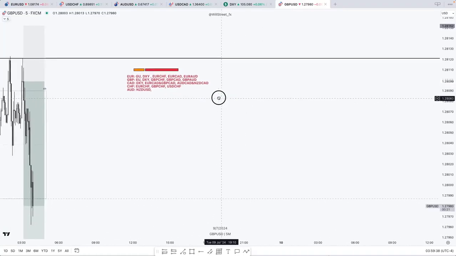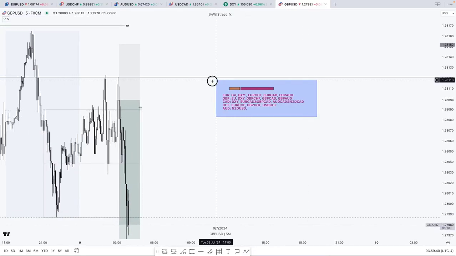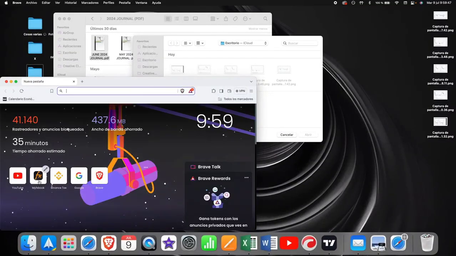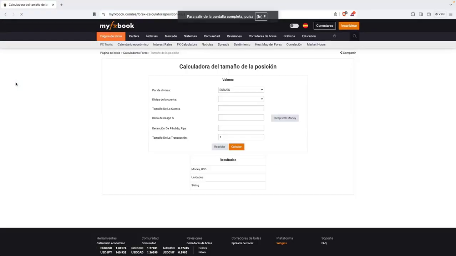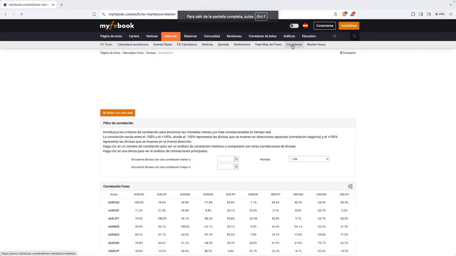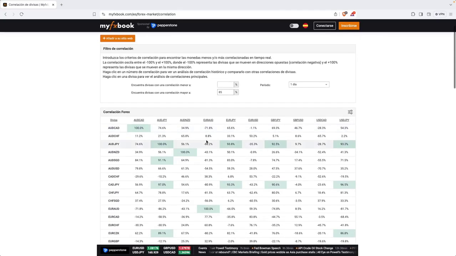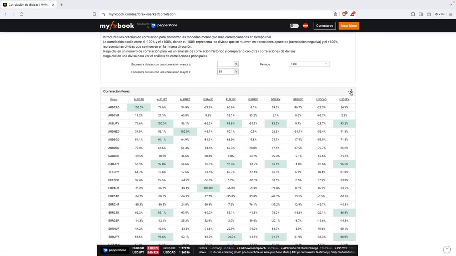Okay, so don't believe me about this. You can check it by yourself. Going to my Forex book, my FX book, going to correlation, and you write here up to 85. And you can filter the pairs.